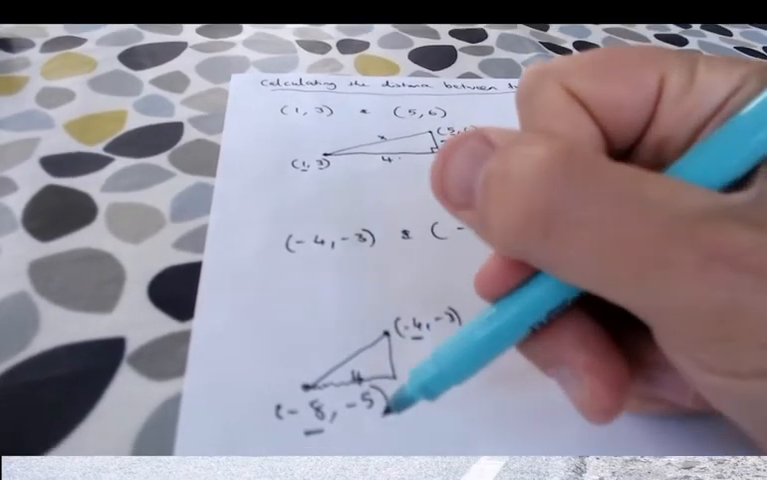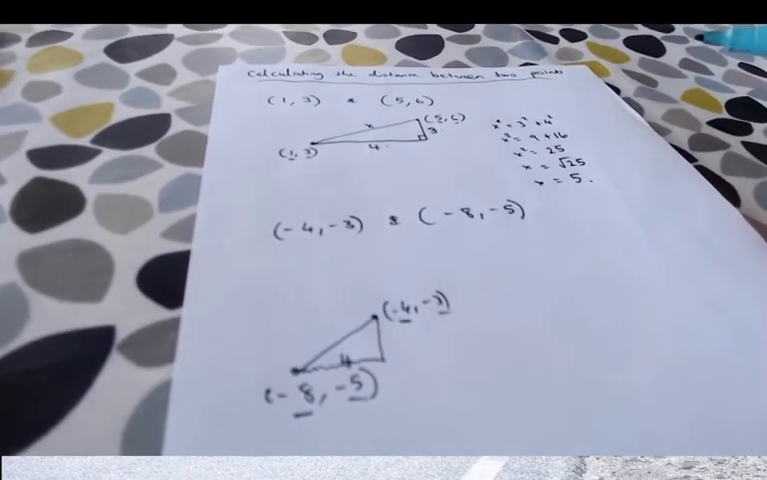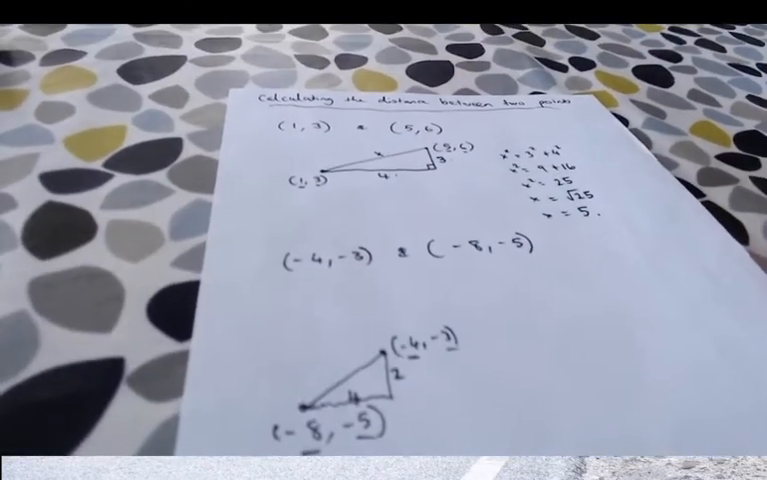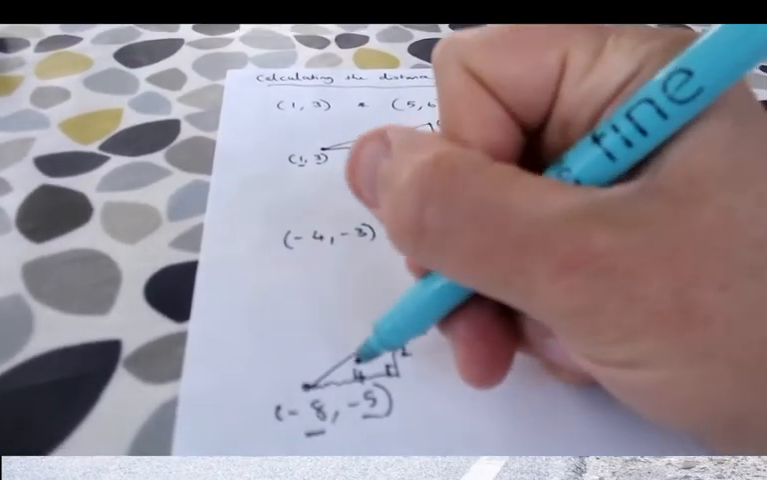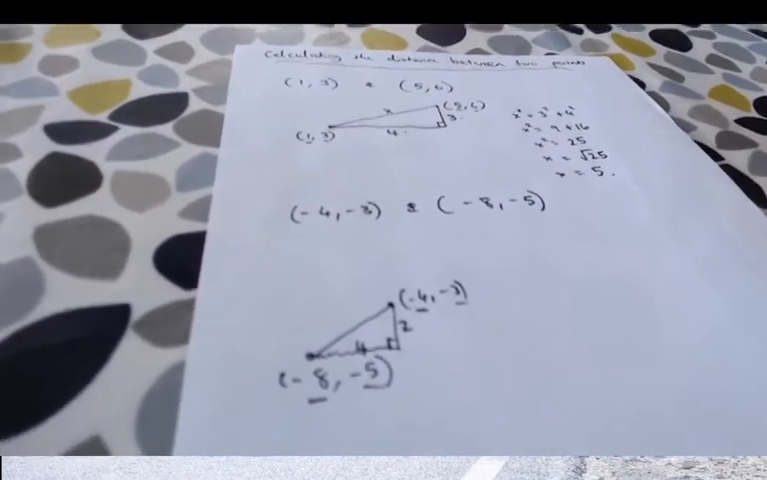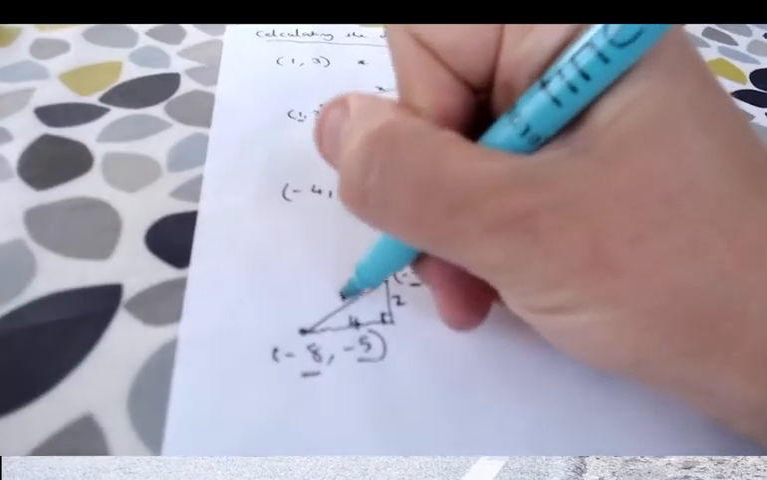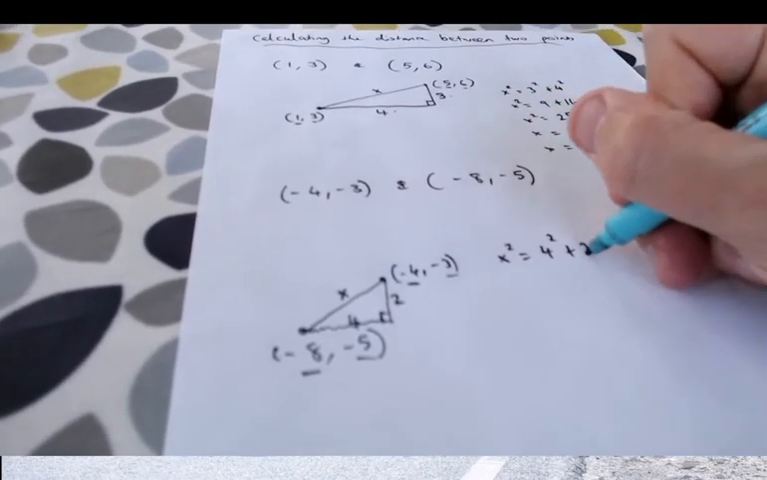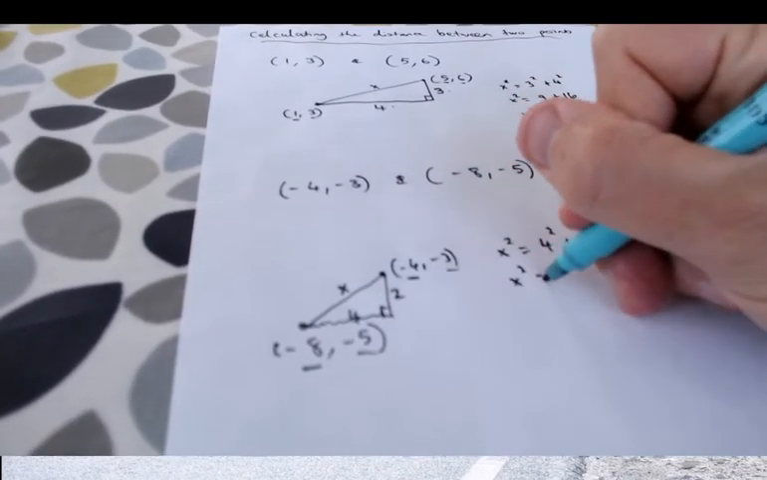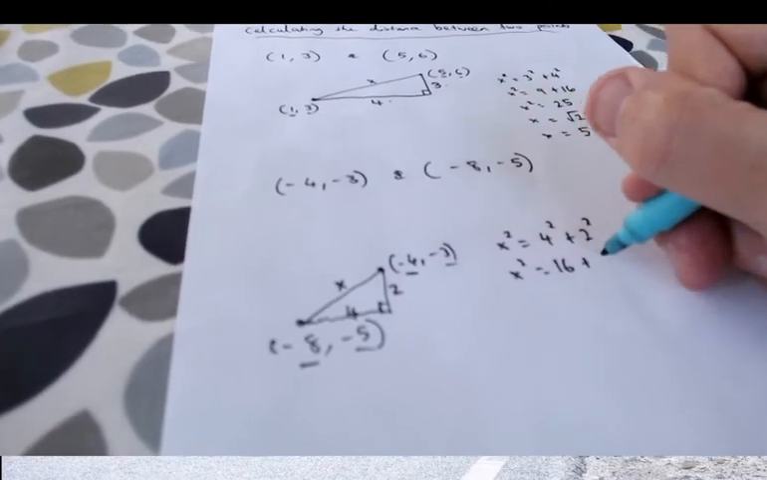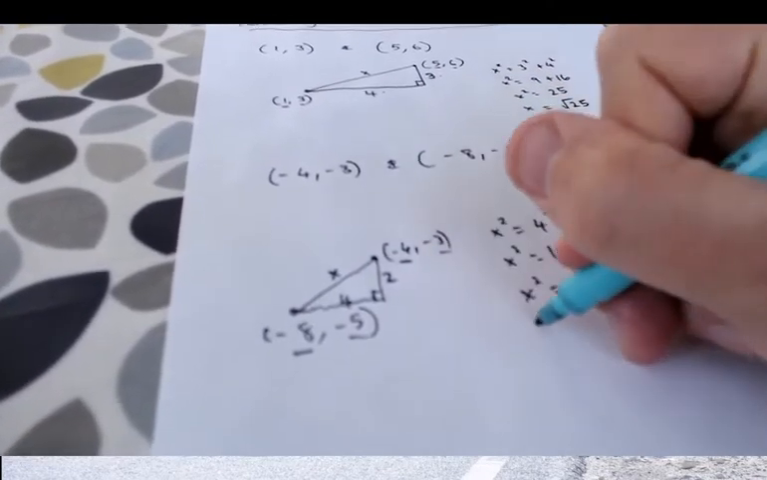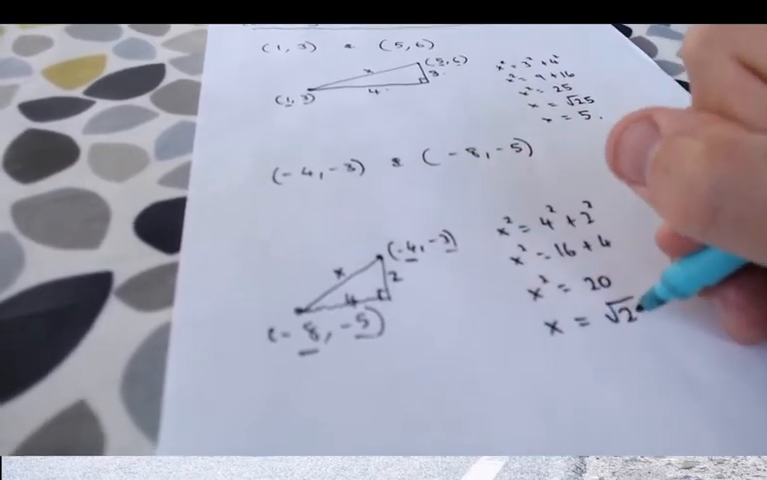The vertical, up and down, -5, -3. The gap between those two numbers is 2. So we've got a Pythagoras situation happening where 4 and 2 are the two sides that we're going to use. Same as before, I'm going to call that an x. I'm going to square my numbers and add them together. 4 squared is 16, 2 squared is 4. Add that together, we get 20. And then I'm going to square root 20.